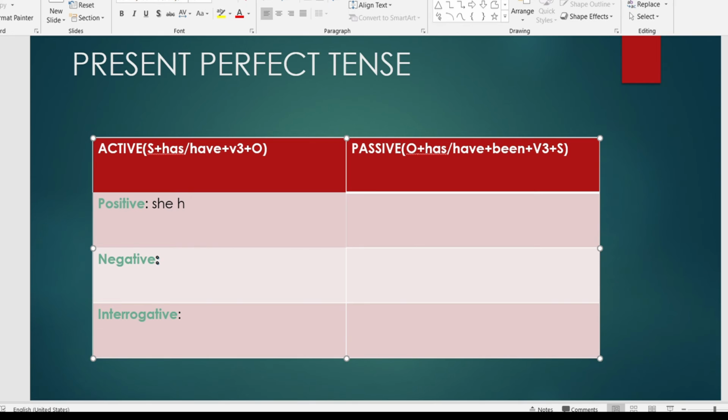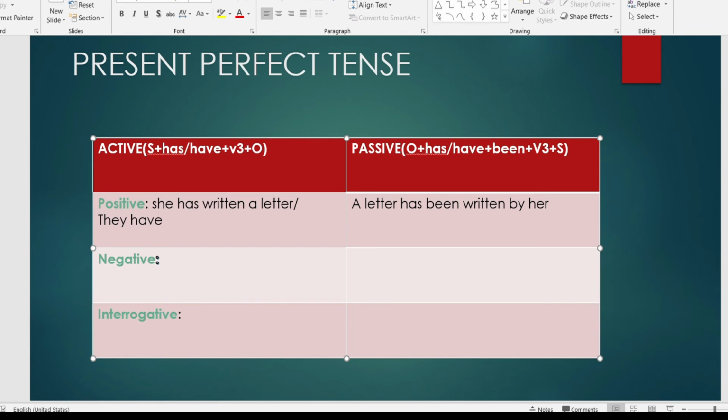She has written a letter. उसने एक लेटर लिख लिया है. A letter has been written by her. Okay.